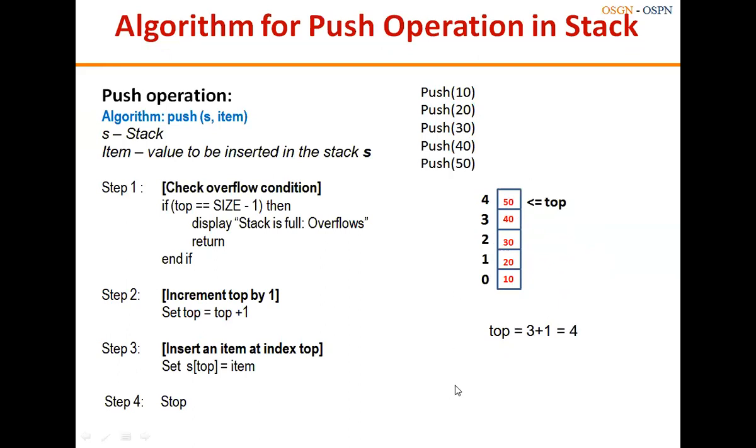Then again, suppose I push 60, it will show an error because now the top is pointing to size minus 1. What is the size of this array? 1, 2, 3, 4, 5. Size is 5, so 5 minus 1 is 4. Top is 4, which is size minus 1. So if top equals size minus 1, display stack is full, overflow. If you try to insert any other data item here, it will be overflow. Is that clear?